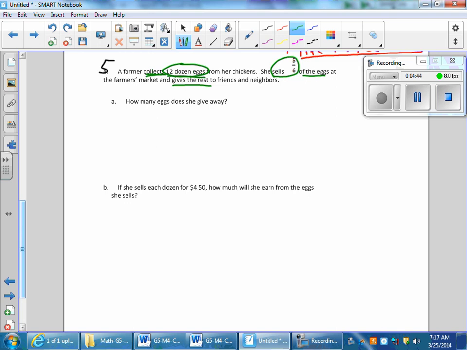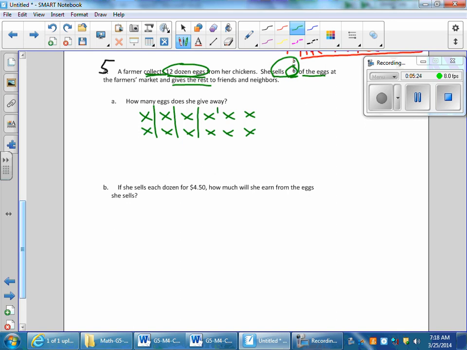Okay, so I'm looking at 12 dozen eggs. And she's selling 5/6. So I'm thinking of number 12. I'm wondering how I could break up 12. I could break up 12 one group of 12, 12 groups of 1. I could do 2 groups of 6 or 6 groups of 2. I could do 3 groups of 4 or 4 groups of 3. For this case, I'm going to make 6 groups. Why am I going to make 6 groups of 2? Because my denominator is 6.